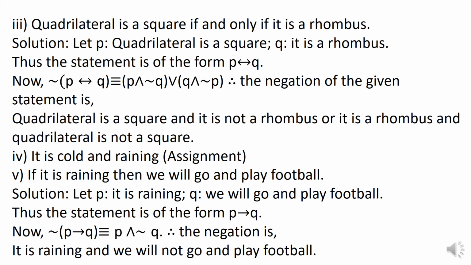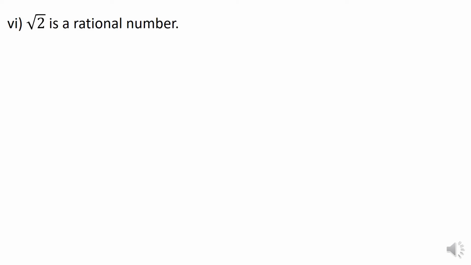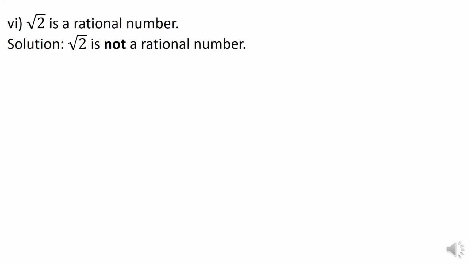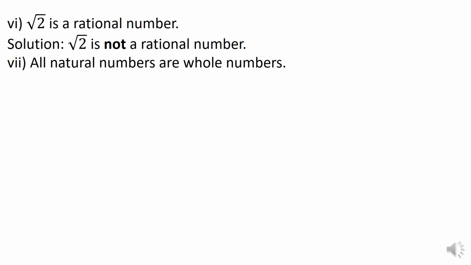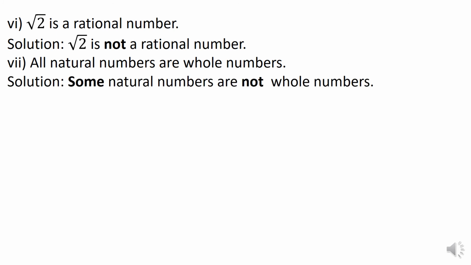I hope it is clear enough so far. The next sum, root 2 is a rational number. Now, this is a simple statement. So, the negation can simply be written as root 2 is not a rational number. Next one, all natural numbers are whole numbers. Now, when you write a negation, the word all becomes some and you also have to introduce a negative word in the statement. Thus, the solution is some natural numbers are not whole numbers.